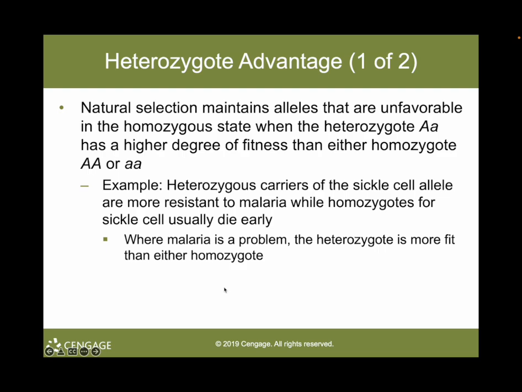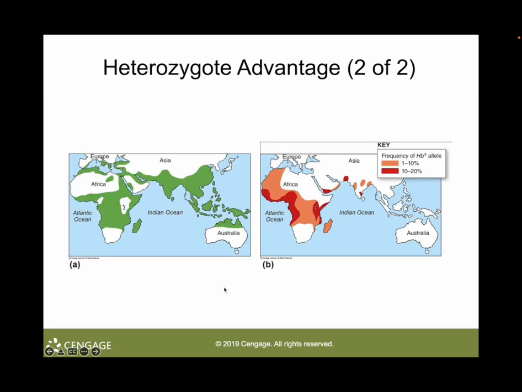Where malaria is a problem, each of the two types of homozygous individuals is at a disadvantage. Those homozygous for sickle cell are likely to die of sickle cell anemia, whereas those individuals homozygous for the normal allele may die of malaria. The heterozygote is therefore more fit than either homozygote.